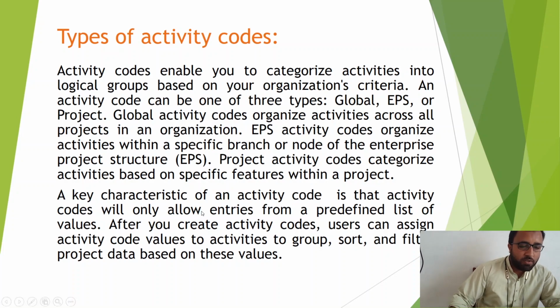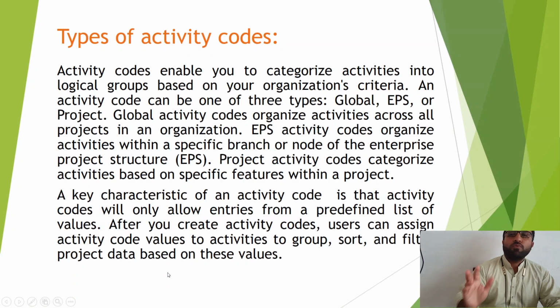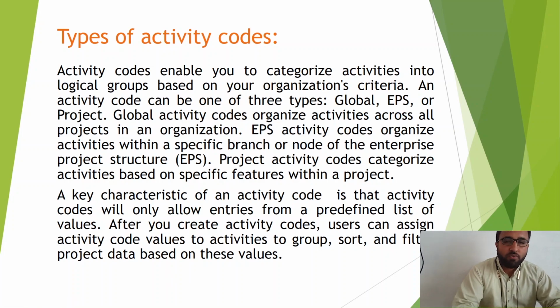A key characteristic of an activity code is that it will only allow entries from a predefined list of values. After you create activity codes, users can assign activity code values to activities to group, sort, and filter project data based on these values. So what you will do is create a predefined list for these activity codes, and later on you can sort and filter your data based on this list.